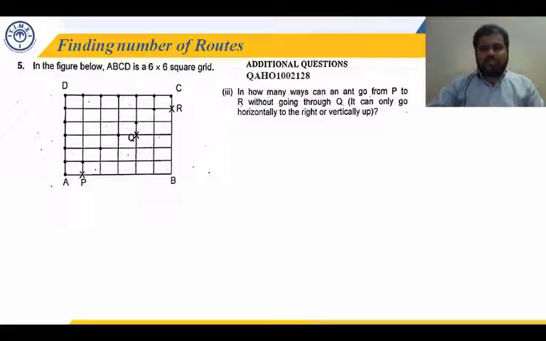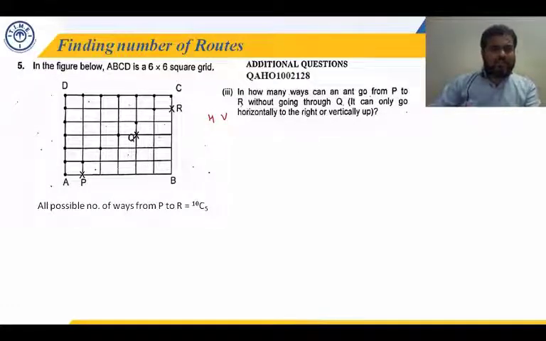So the third part says, in how many ways can an ant go from P to R without going through Q? And it can go only horizontally to the right or vertically up. So again we will use H for horizontal and V for vertical. Fine. Okay.